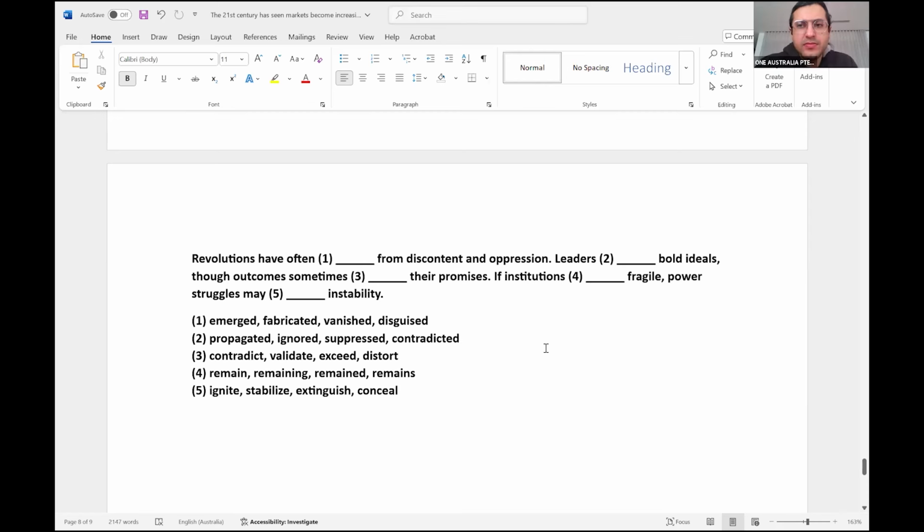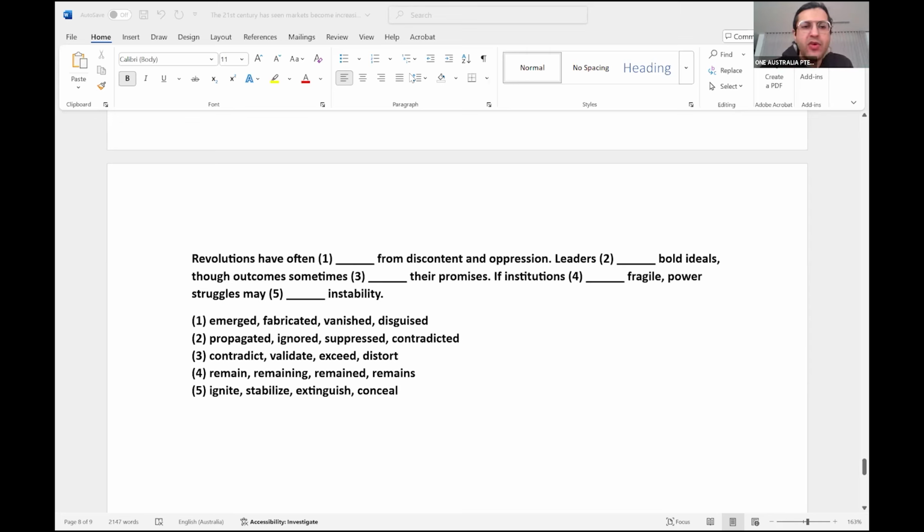Guys, is it done? Yes, sir. Great. So let's discuss now. Revolutions, you know what a revolution is, right? Like the industrial revolution. Basically, people coming together to oppose the existing government or the system. That's called a revolution, like the French Revolution, for example.